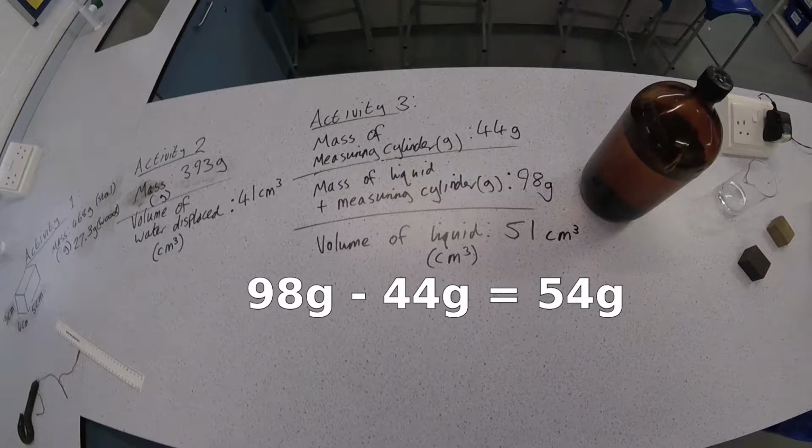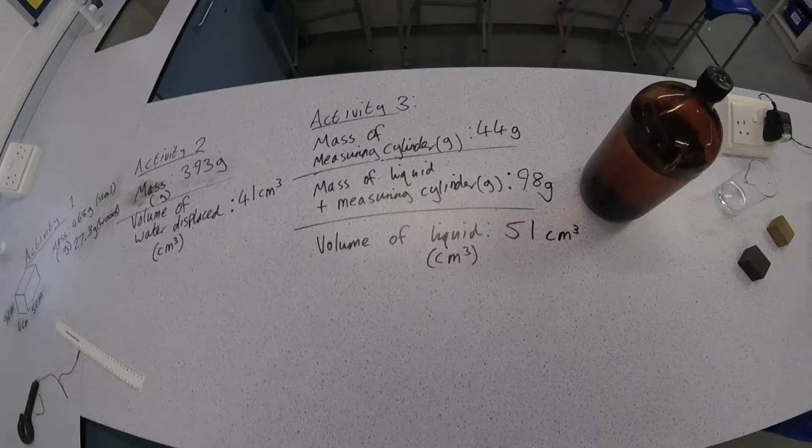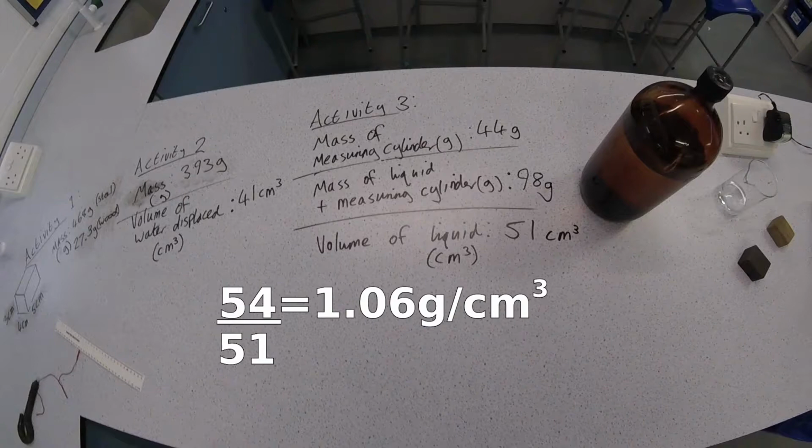So I take 98 minus 44, I get 54 grams. Okay, so the brine has a mass of 54 grams. I then need to take 54 grams and divide it by the volume. I saw on the side of the measuring cylinder that I had a volume of 51. So I get 54 divided by 51. I get 1.06 grams per centimeter cubed of density.